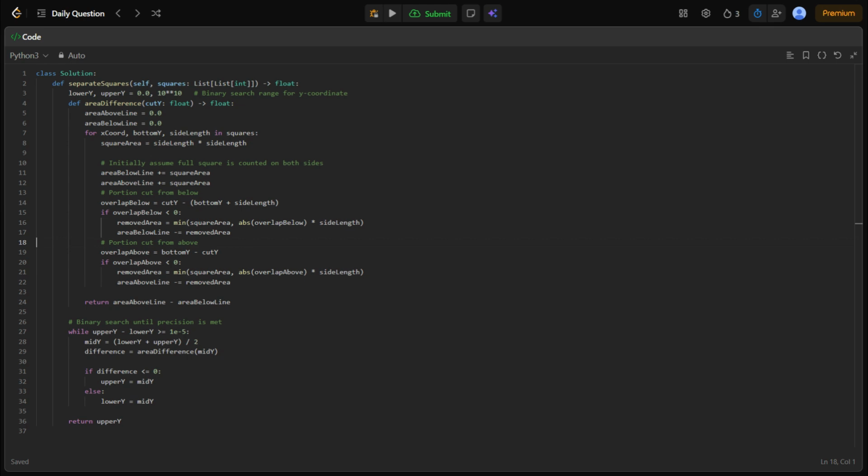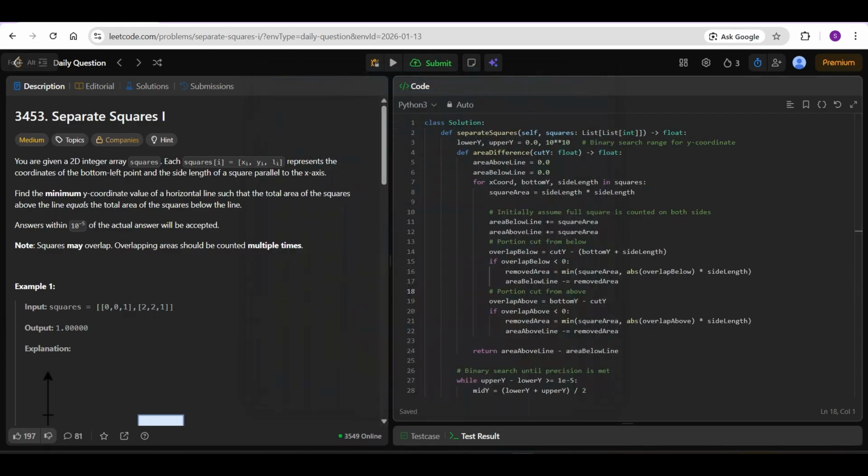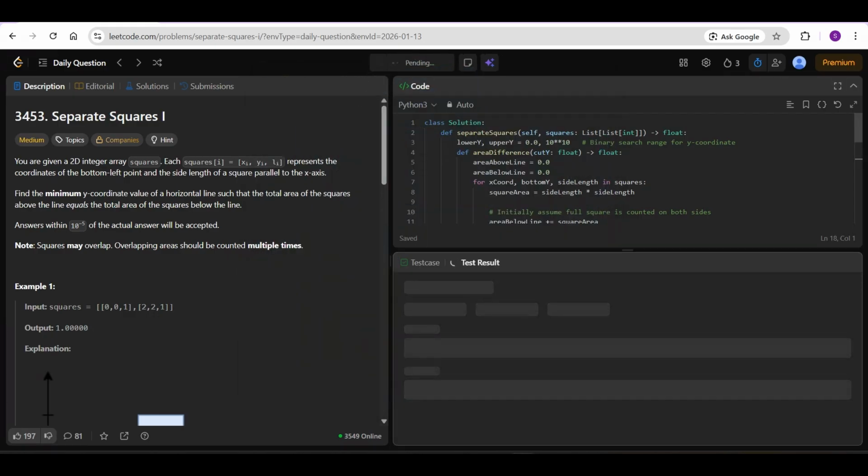Comparing areas. After processing all squares, if area above is greater than area below, we need to move the line up. Otherwise, move it down. This continues until our range is smaller than 10 to the power minus 5. Final result. The lowest valid y where areas are equal is returned. Let's run this with the sample input. Areas above and below are matching perfectly.